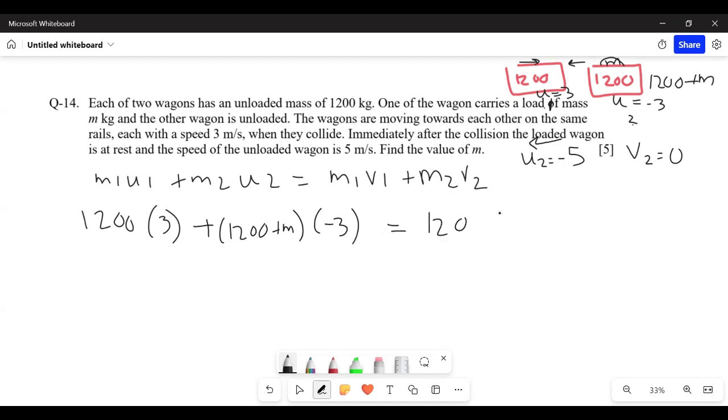Mass 1 is still 1200. And now, after collision, this one comes to rest. So then this one will obviously move towards the left. So its velocity is going to be negative as well. And the loaded wagon comes to rest. So plus 1200 plus m times 0. Solve this, find the value of m.